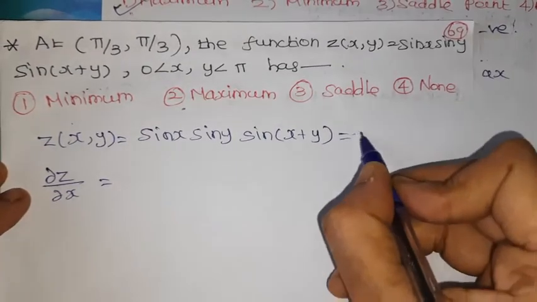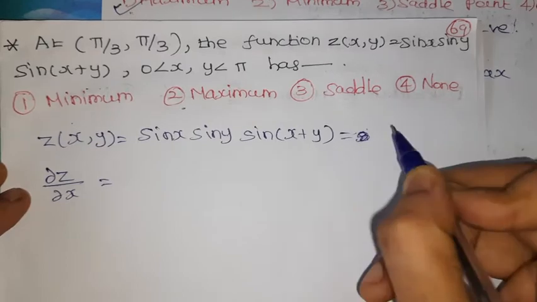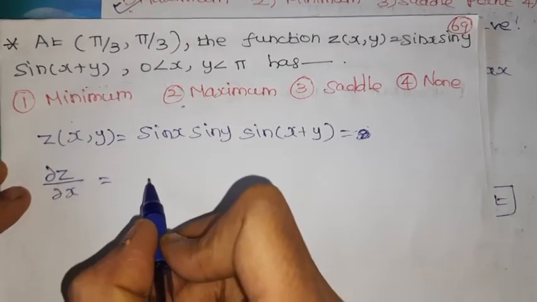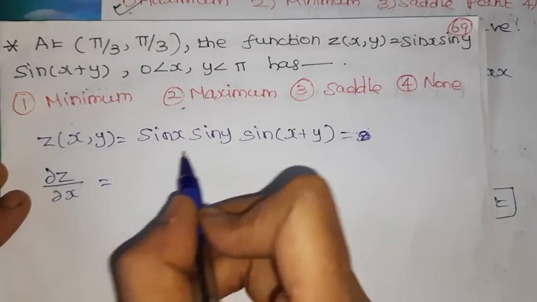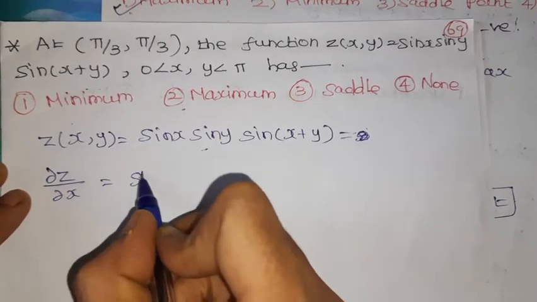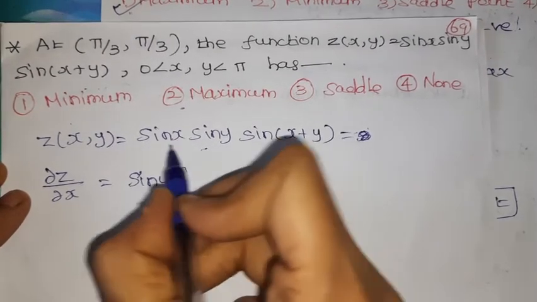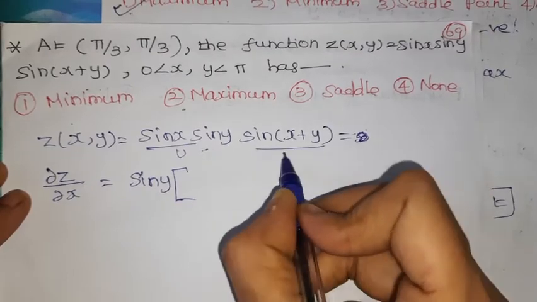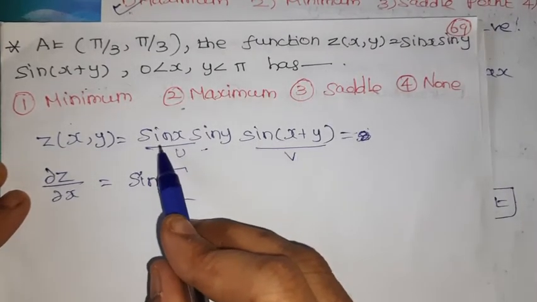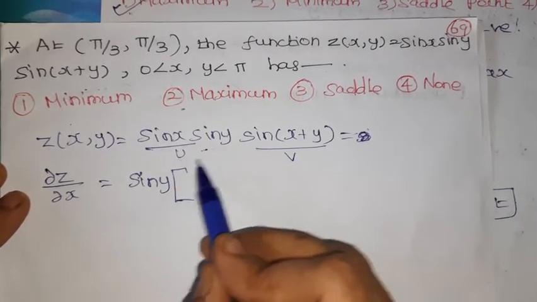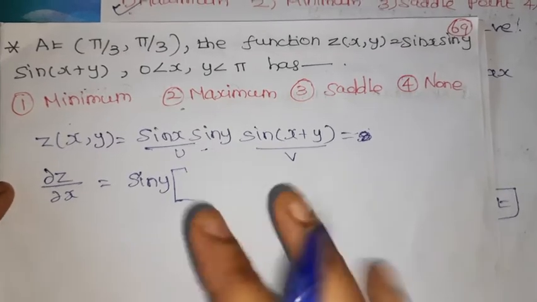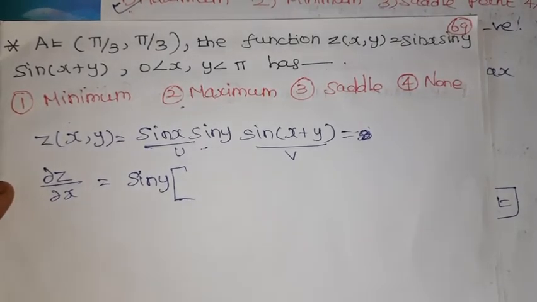This is a function of sin y, so taking sin y outside. This is all in multiplication, so sin y outside. This is u and this is v. They say uv. The differentiation of uv is nothing but v du plus u dv.